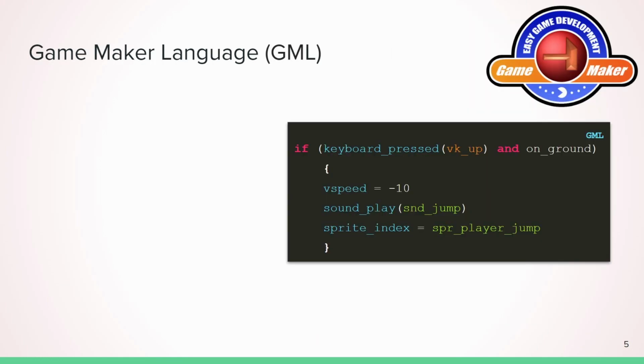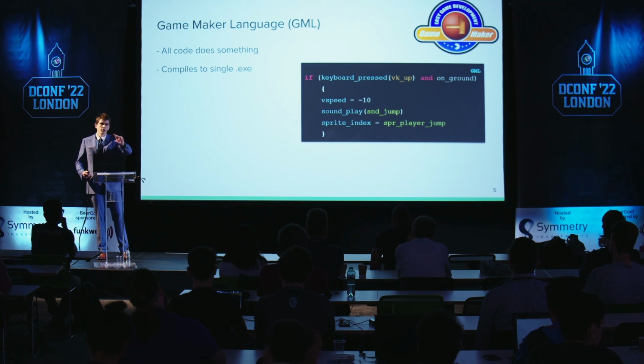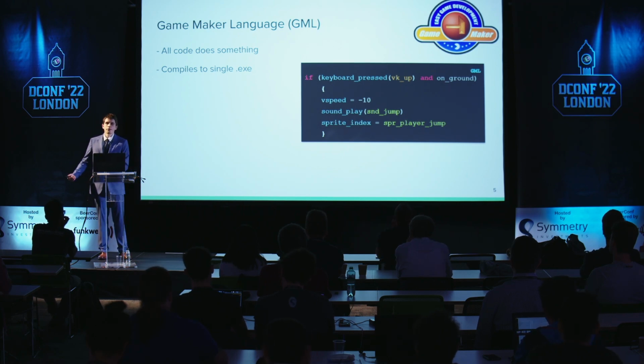GameMaker came with its own GML language. Here's a code snippet of it. What I really liked was that all code does something. There's very little boilerplate with class. It just reads almost like English text. If keyboard is pressed and you're on the ground, then you can jump and you play a sound. And one thing I also really liked about it is how in the editor you could just compile it to one single executable file, send that file to your friend, he would double-click, and he was running your game. That's pretty good user experience, in my opinion.